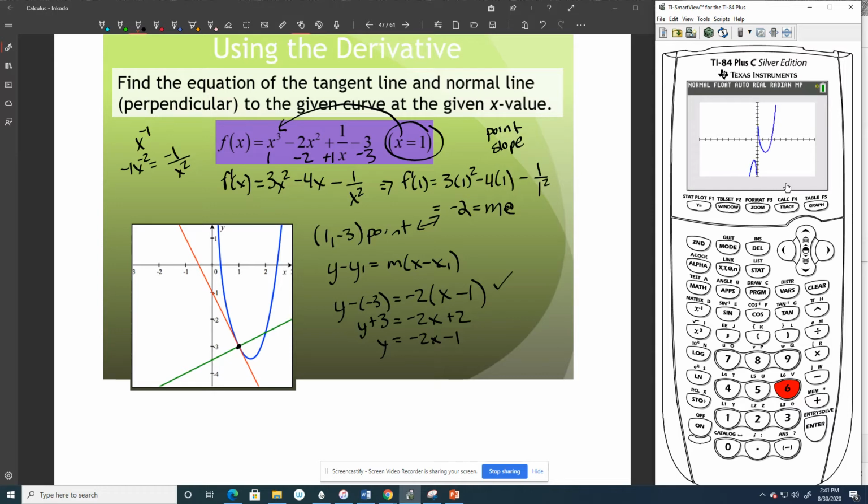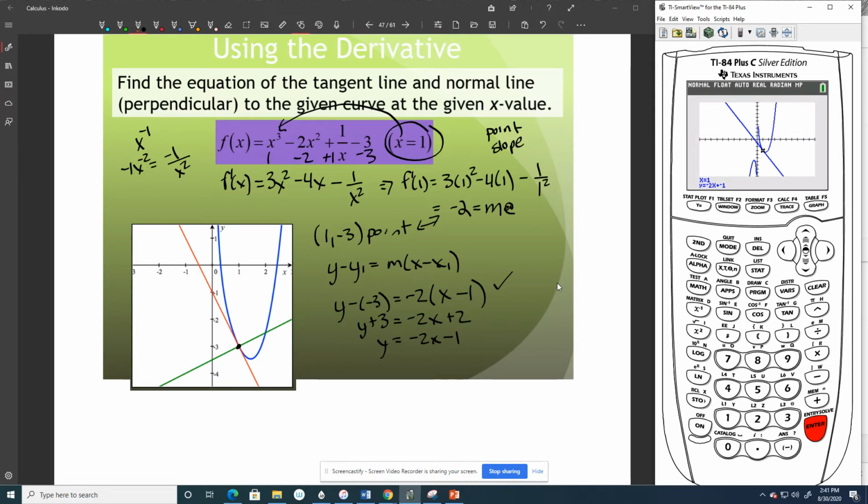There we go. Now I'm interested in my tangent line when x is equal to 1. So I do second draw, tangent, remember hit 5, and we want x to equal 1. And hopefully I get that same answer. So there's my tangent line. And I get negative 2x plus a negative 1, which is negative 2x minus 1.